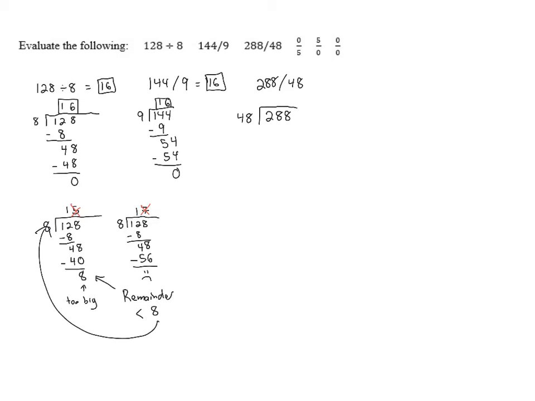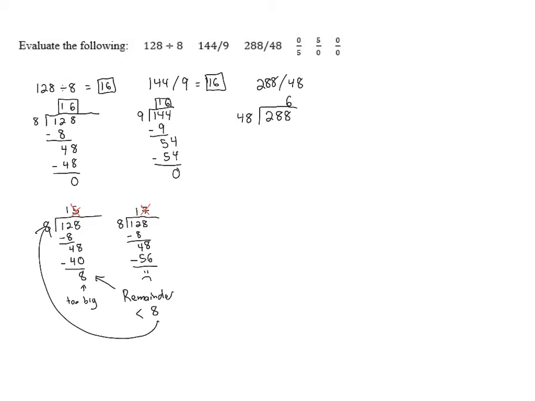Now, most of you probably don't know off the top of your head how many times it goes in, but we can use some estimation here. 288 is about 300, and 48 is about 50. And if we think about that, 50 goes into 300 6 times. So we're probably going to be about 6 here. Could be wrong, could be 5, could be 7, we're not sure. But you can use your estimation skills to figure out more or less what the answer should be.